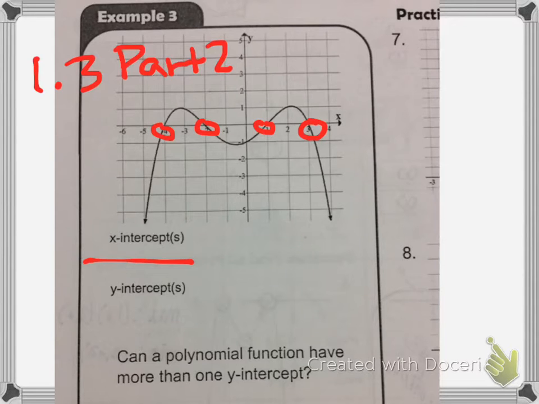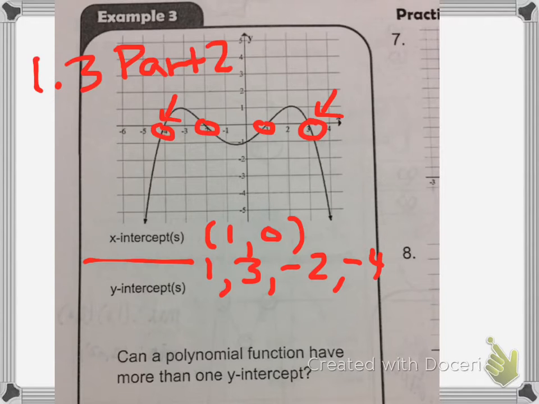You can list them as ordered pairs. That would be the ordered pair (1, 0). Or you could just list them as an x-intercept of 1. You have this one right here, which is an x-intercept of 3. You have this one, which is an x-intercept of -2. And then that other one right here, which is an x-intercept of -4. So this particular graph has 4 x-intercepts. It can have as many x-intercepts as you can get it to have.